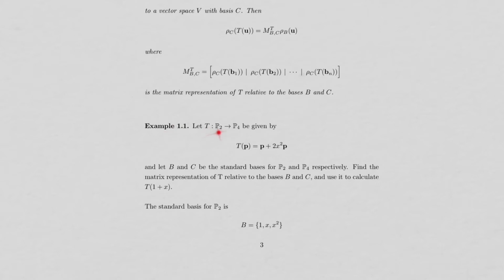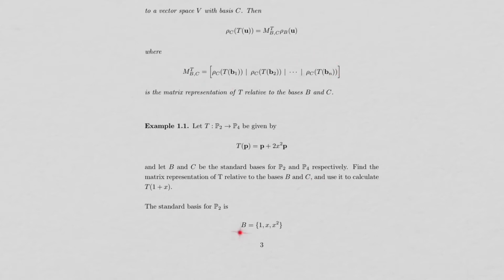Let's say T maps from P2 to P4, and it's given by this equation. T of p, where p is a vector, it's a polynomial in P2, so it's a second degree polynomial. T of p is equal to p plus 2x squared times p. And we'll let B and C be the standard bases for P2 and P4, respectively. And what we want to do is find the matrix representation of T relative to the bases B and C. In other words, we want to find this thing.